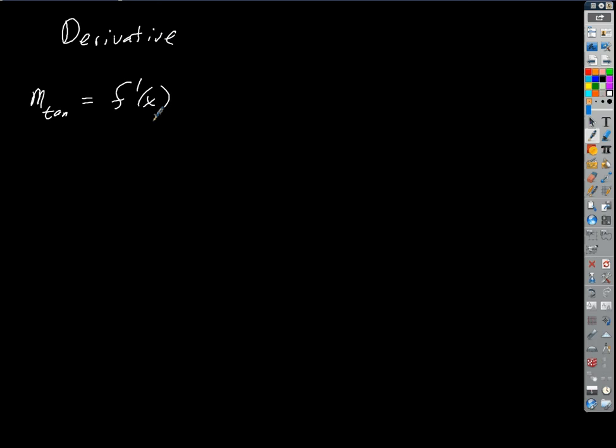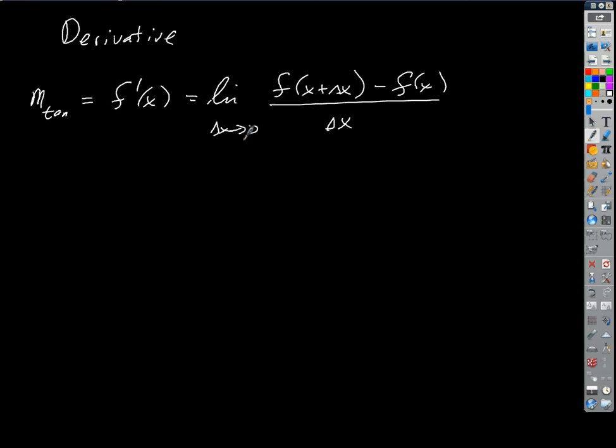So if this is what we're defining as a derivative, the notation we use for a derivative is f prime, and that's equal to the limit of f of x plus delta x minus f of x over delta x as delta x approaches 0.